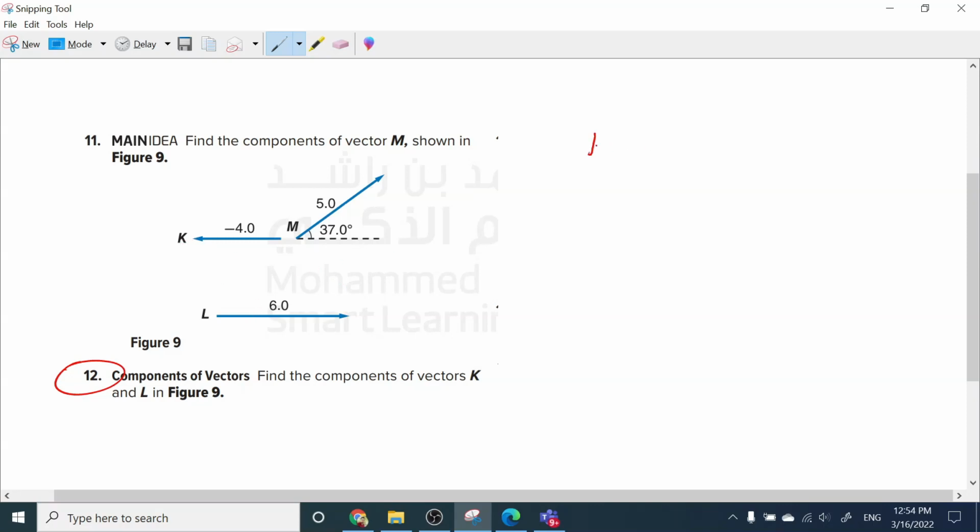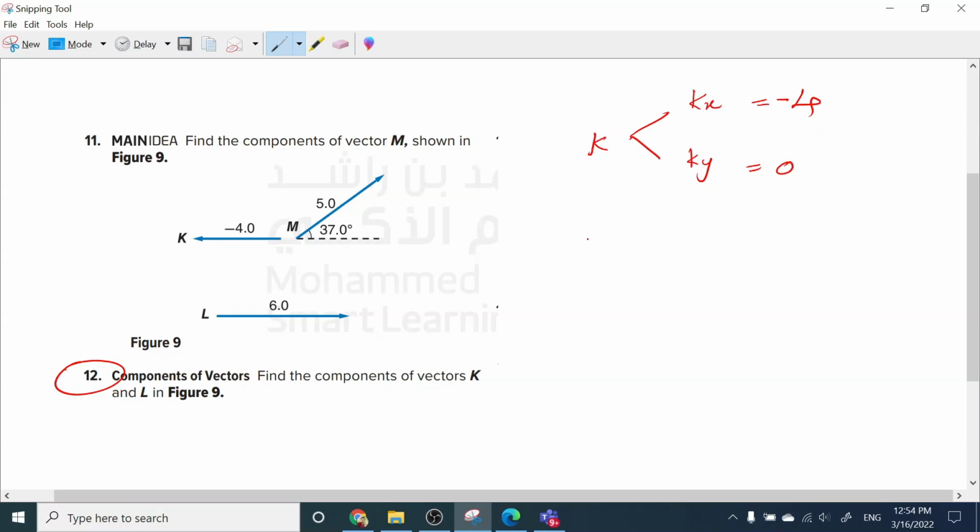If I write vector K, the value of vector K is -4. So Kx, the x component, and Ky, the y component. You can see vector K is along the x direction, right? If a vector is along the x direction, meaning it is in the horizontal direction, then it will have only the x component. It will not have a y component. So its x component is equal to -4, because this vector is along the x direction, and its y component will be 0.